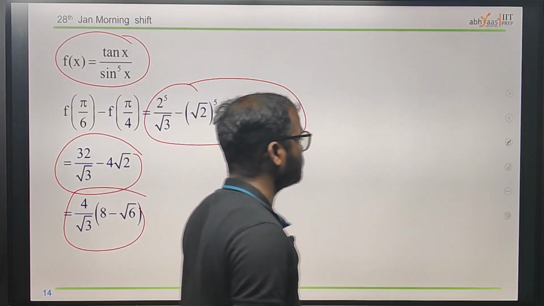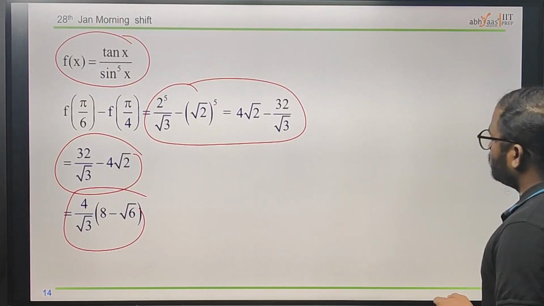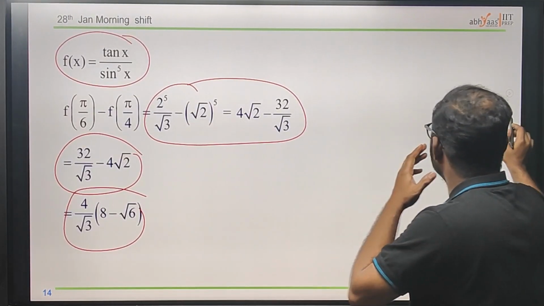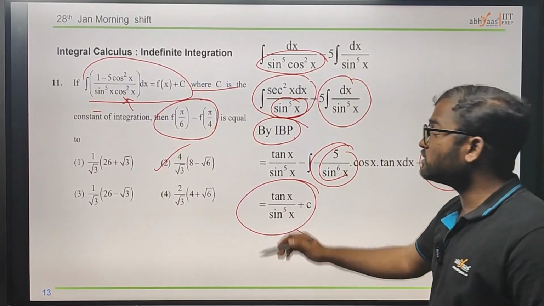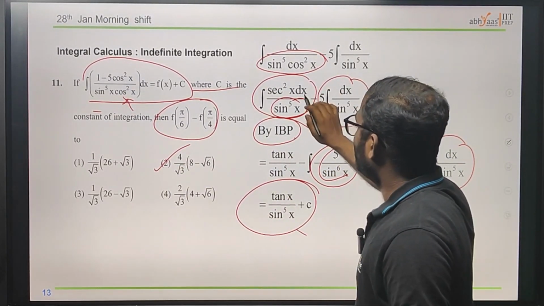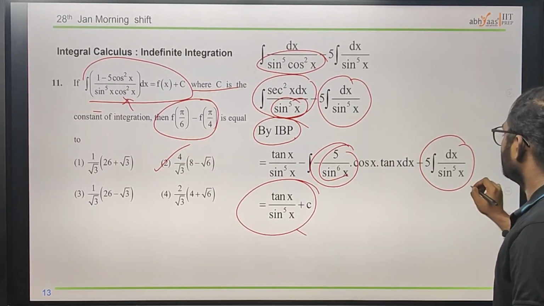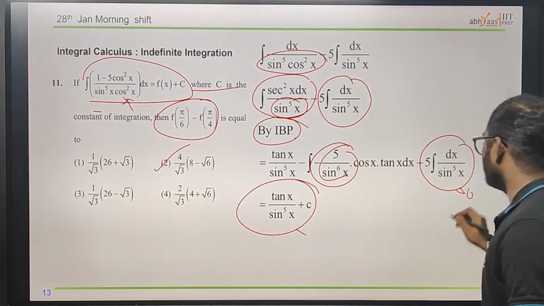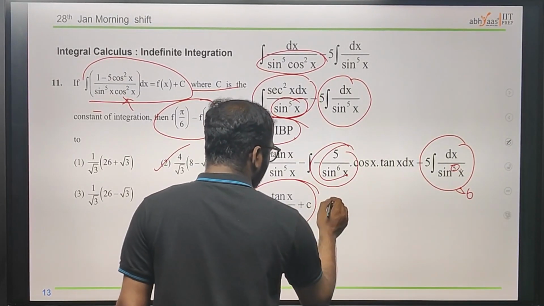Ultimately, if we simplify this, we will get the answer: 4 by root 3 times (8 minus root 6), which is the second option, the correct answer. First, it is a simple one, you just need to do the trigonometric expressions using the identities. I hope you understood. Just this one will become 0 because of the odd function here, because it will be 0 equal to 0 because of odd. I hope you understood what I am saying, and this will become this situation.